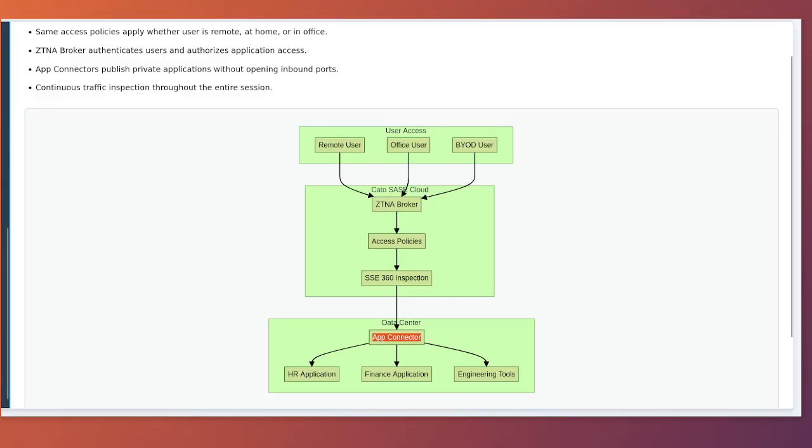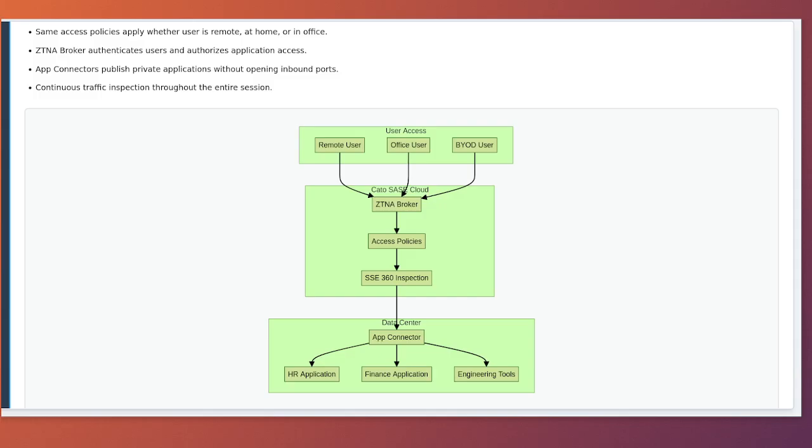Users only see and can access the specific applications they are authorized for. There is no broad network access like traditional VPN provides. If a user's device becomes compromised, the blast radius is limited to only the applications that user could access.